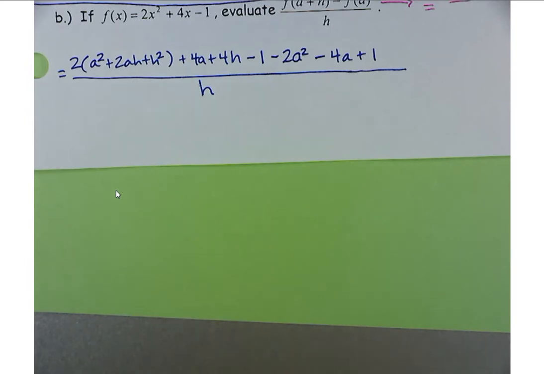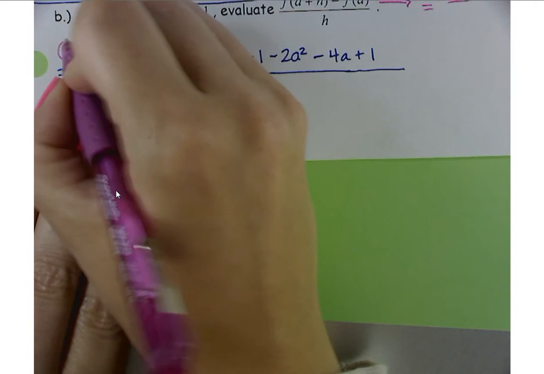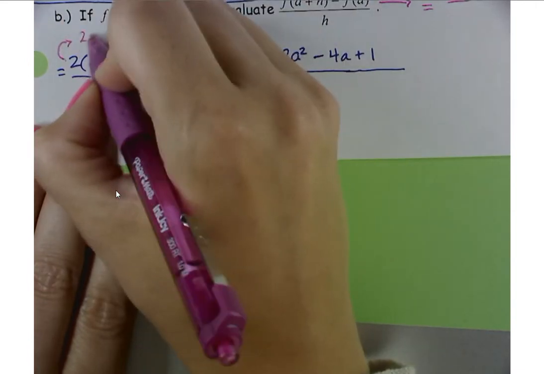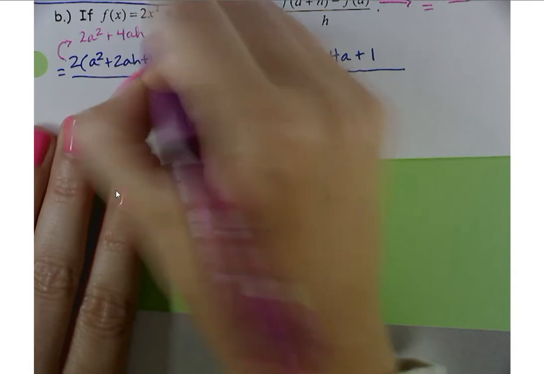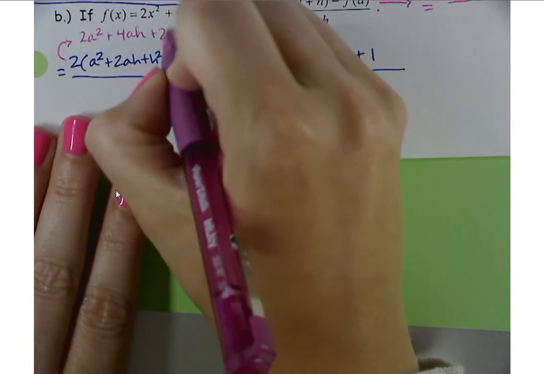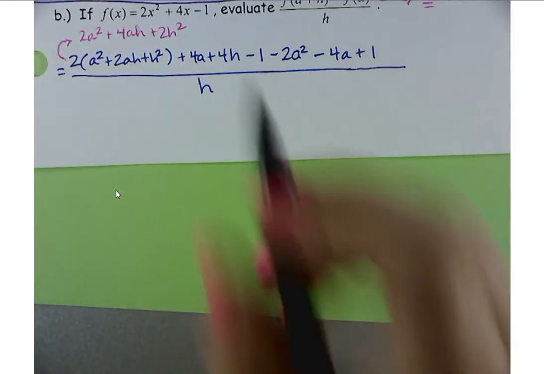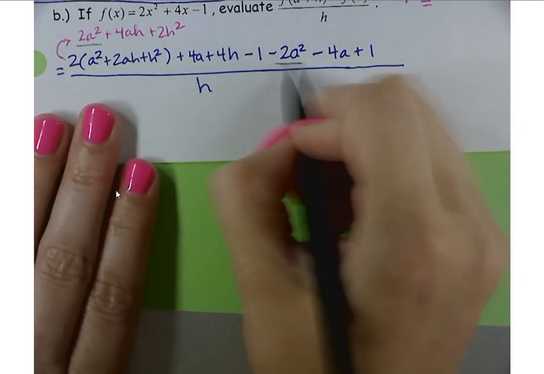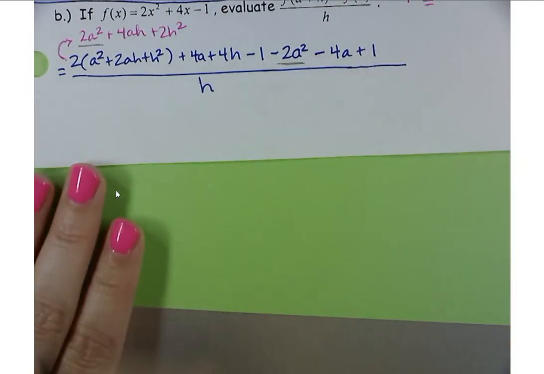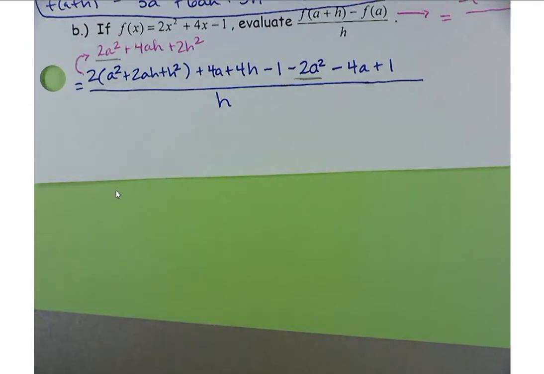And then, so I don't have to write everything out again, since this is just distributing by 2, I might write that just above. So I have 2a squared plus 4ah plus 2h squared. And now I'm going to find like terms. So I have 2a squared. Here I have minus 2a squared. Okay, so then those two are going to cancel out.